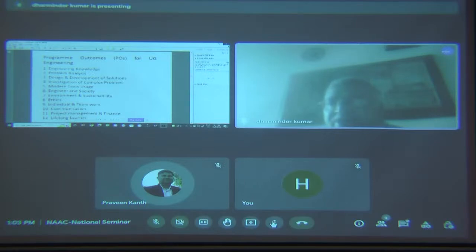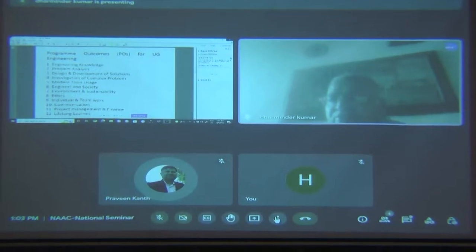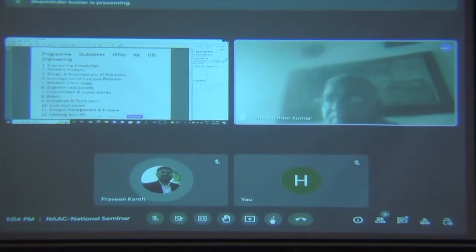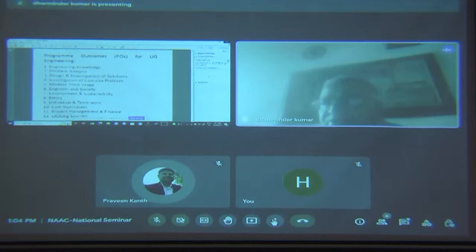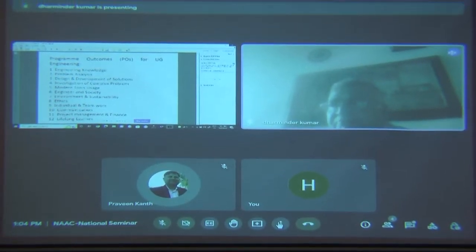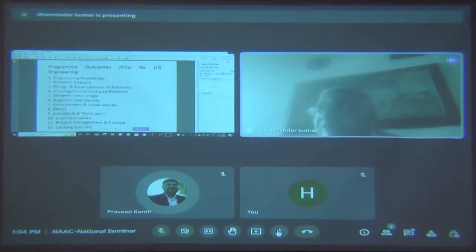So these are the abilities. Content may vary in every country. Duration might vary. The only similarity is these 12 graduate attributes, which we call program outcomes, in other terms abilities. If my graduate possesses these 12 abilities, he will be considered at par with graduates of other Washington Accord signatories. So that is the purpose.